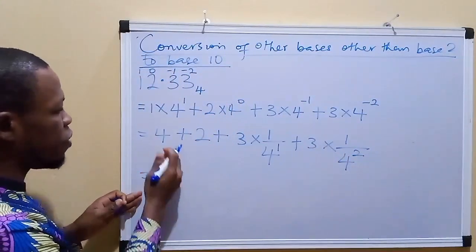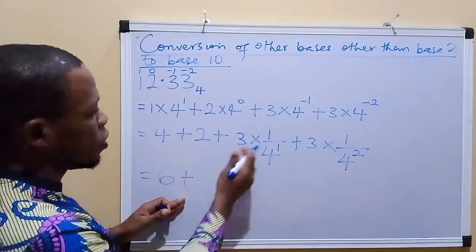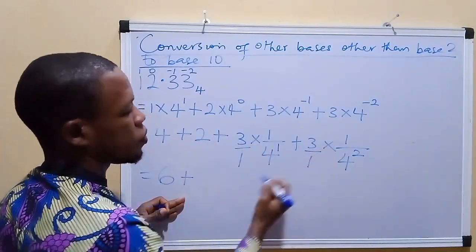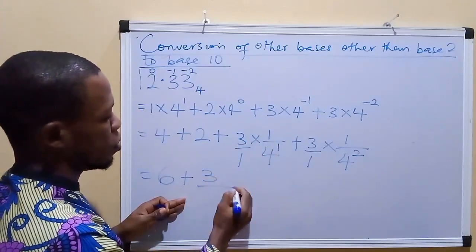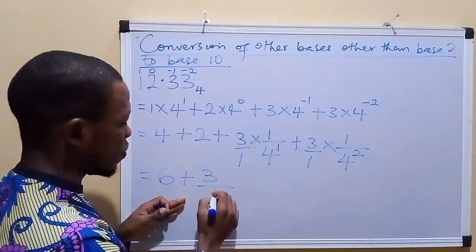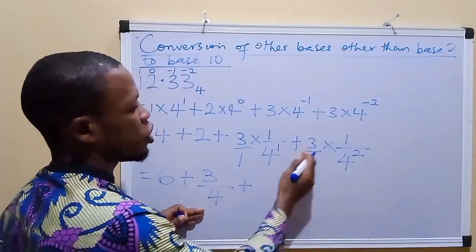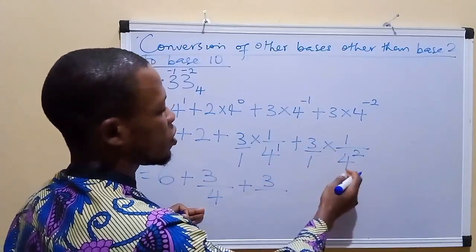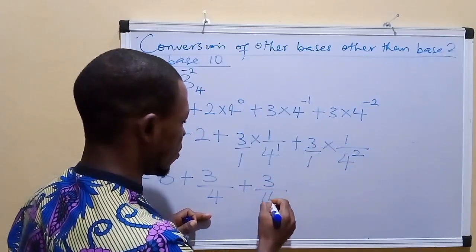Okay, so here we have 4 plus 2 gives us 6. Plus 3 times 1. Remember, this is all over 1. 3 times 1 is 3. 1 times 4 raised to the power 1 is 4. Plus 3 times 1 is 3. 1 times 4 raised to the power 2. 4 raised to the power 2 is 16. So we have 16.